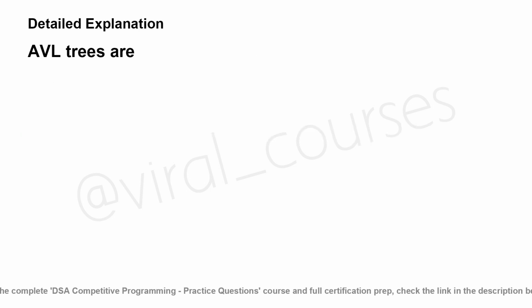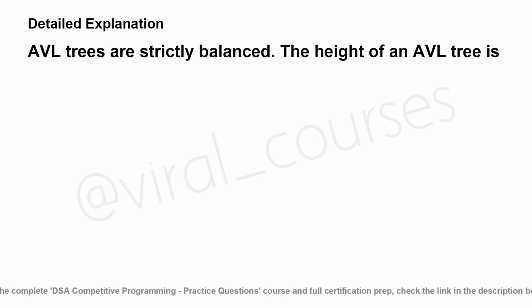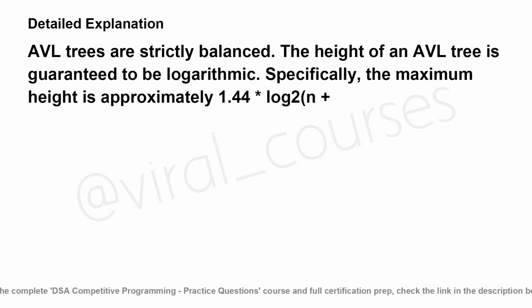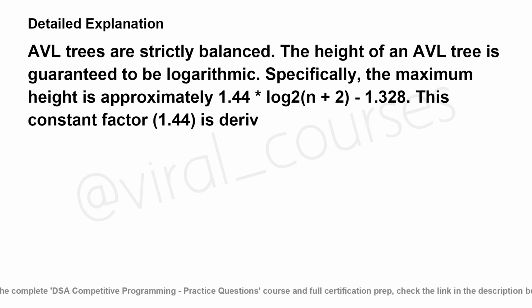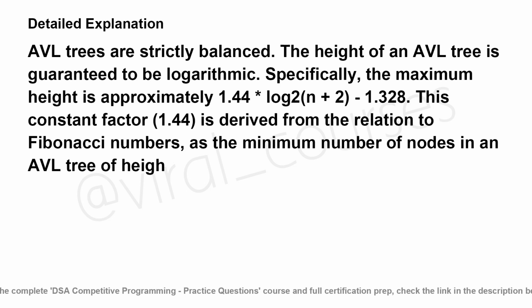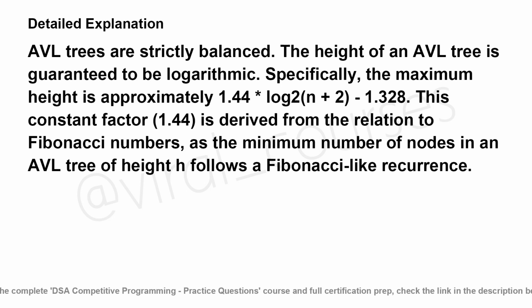AVL trees are strictly balanced. The height of an AVL tree is guaranteed to be logarithmic. Specifically, the maximum height is approximately 1.44 log base 2 of n plus 2, minus 1.328. This constant factor, 1.44, is derived from the relation to Fibonacci numbers, as the minimum number of nodes in an AVL tree of height h follows a Fibonacci-like recurrence.